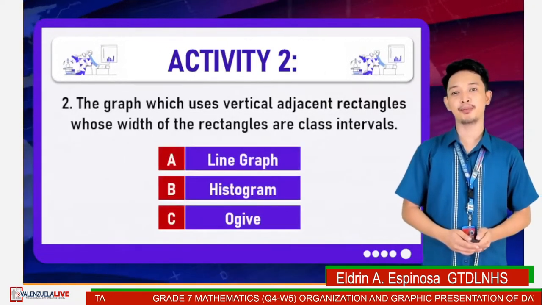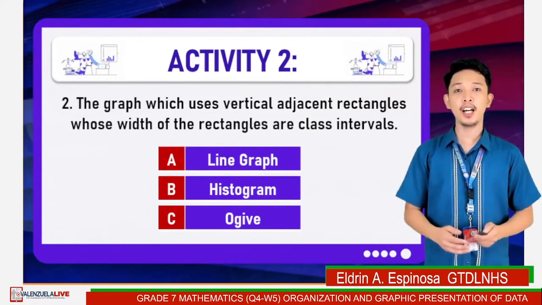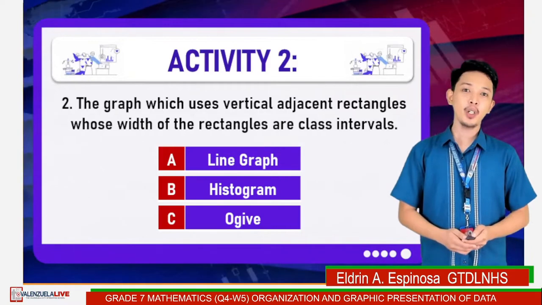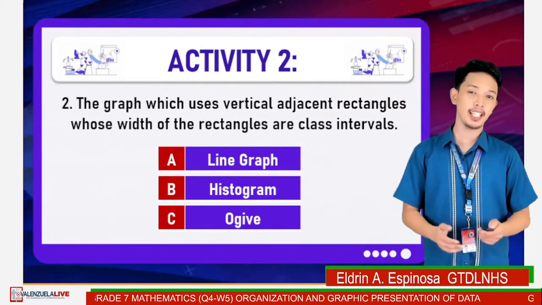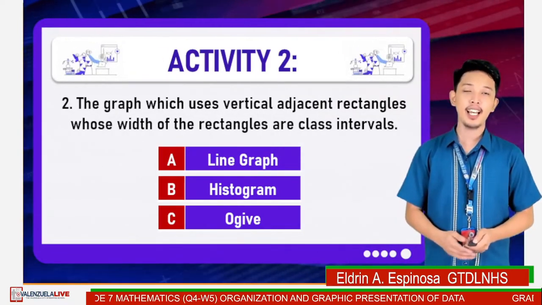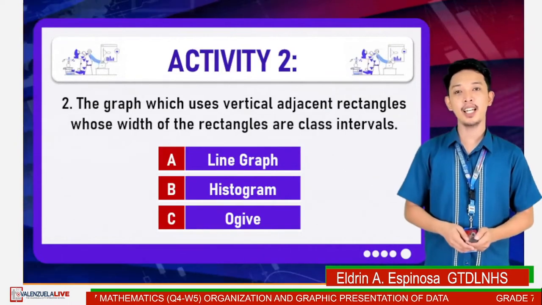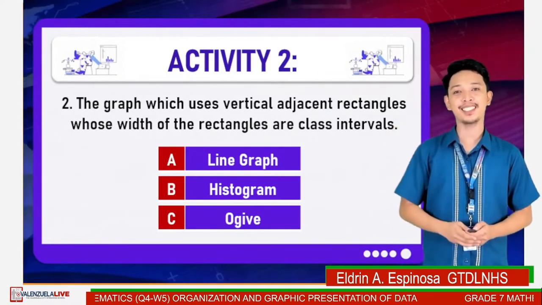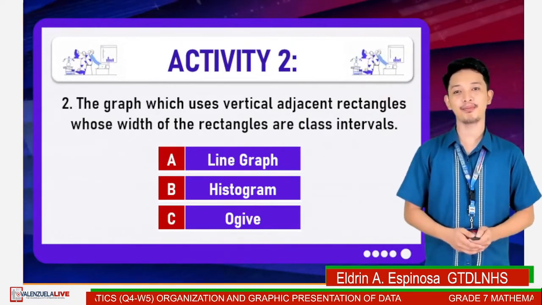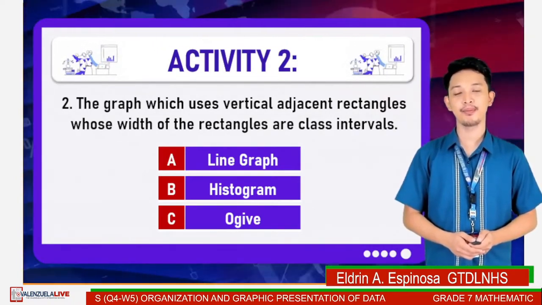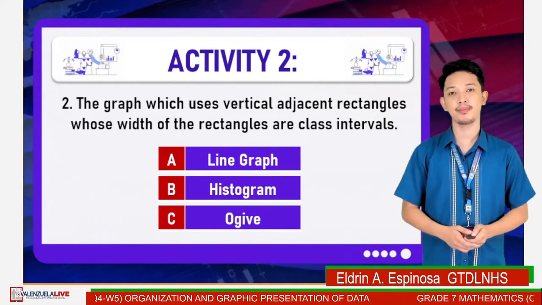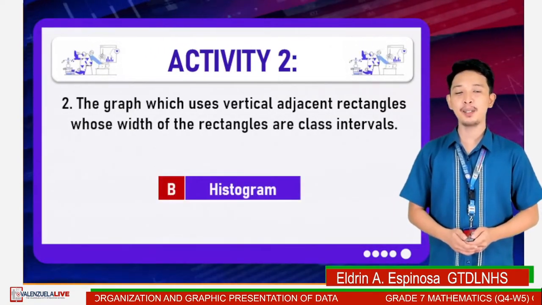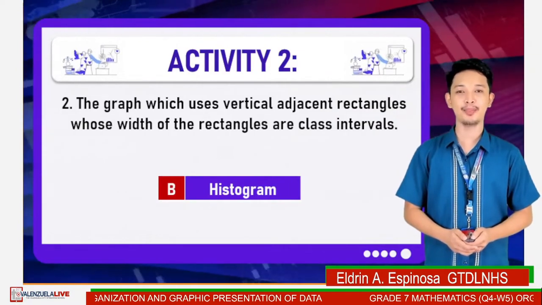Number 2. The graph which uses vertical adjacent rectangles whose width of the rectangles are class intervals. Is it letter A, letter B, or letter C? 5 seconds, go! Great! The correct answer is B, histogram.